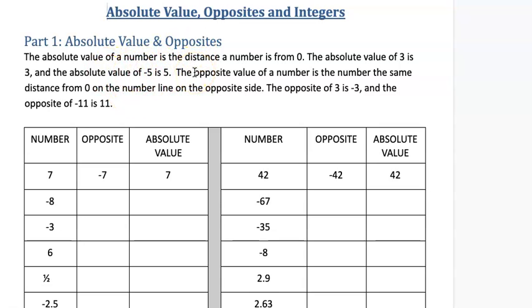Opposites, however, are just the opposite number on a number line. So it's on the opposite side. So the opposite of 3 is -3, and the opposite of -11 would be 11.